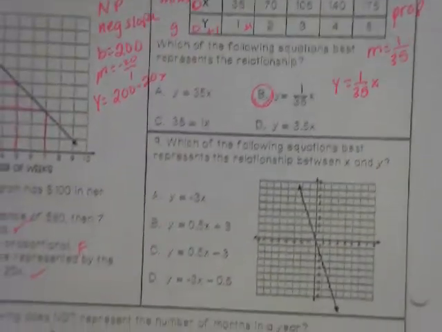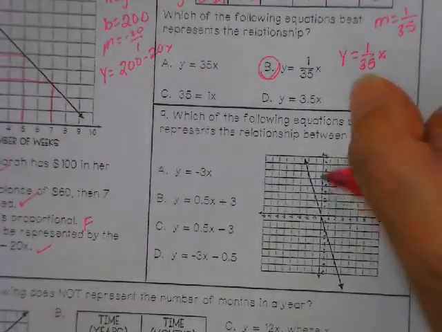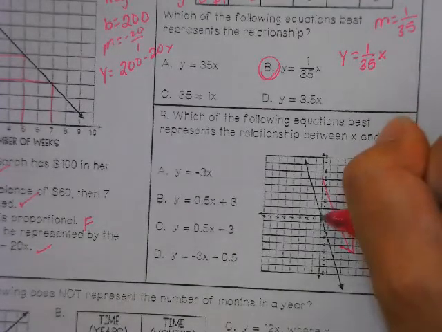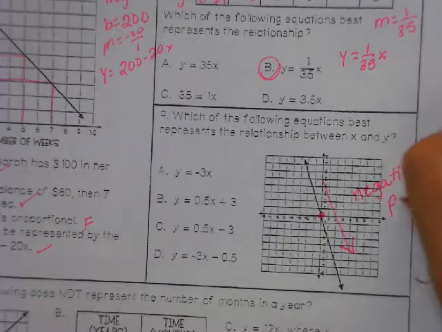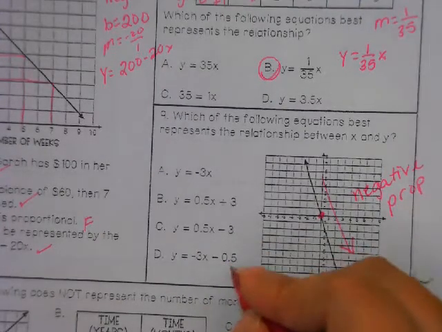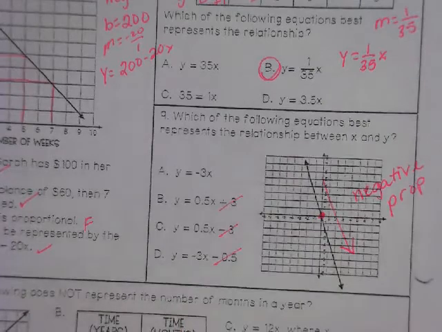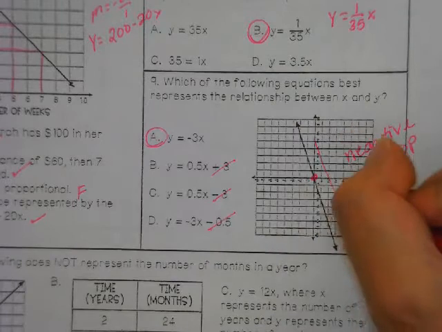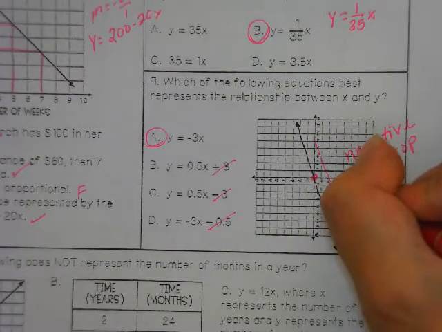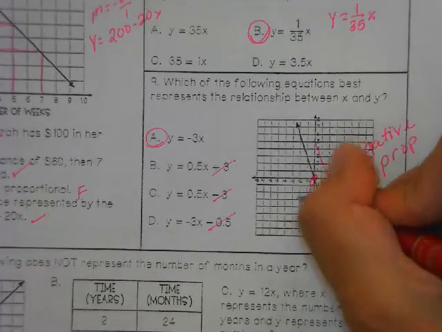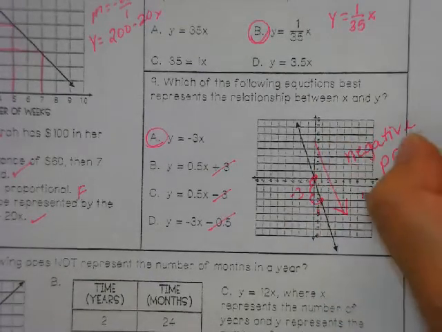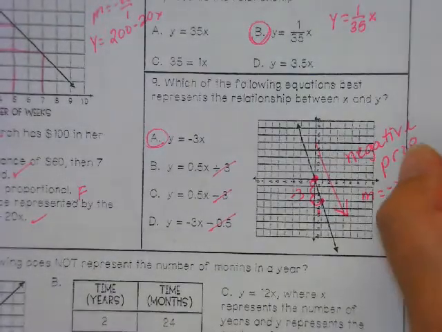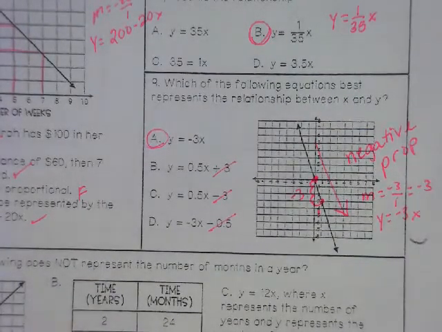Which of the following equations best represents this? Notice the slope is going down. This is a negative. You can also see that this is going through the origin. It is proportional. So it cannot be any of these. If it's proportional, there is no b value. This one has to be A, and we can double check it. You can see the graph is going through 1, negative 3, 1, 2, 3 over 1. So my slope is negative 3 over 1, which is negative 3. So y equals negative 3x.